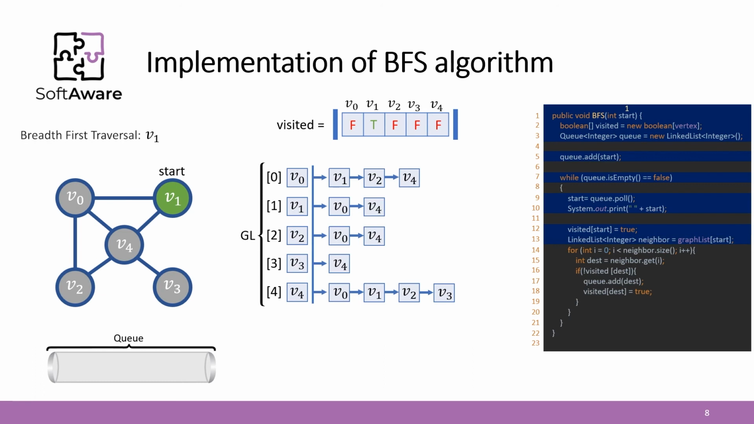Next, we declare a linked list variable, this time called neighbor, and pass the connected vertices of the start vertex in the graph list as the neighbor linked list. Here we create our for loop logic, which will iterate through the neighboring vertices of vertex 1. At the next line, the first index of the neighbor linked list is vertex 0. This means the dest variable will be equal to 0. At the next line, we check if vertex 0 is not visited. It is not visited, so we add it to the queue and change the state of that vertex to visited, which means true.